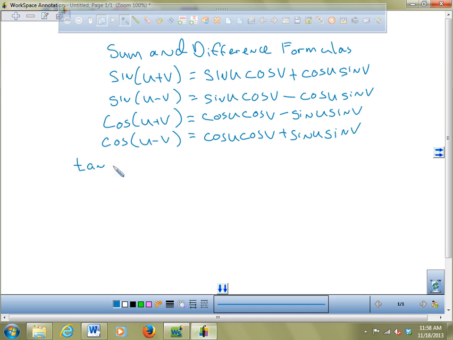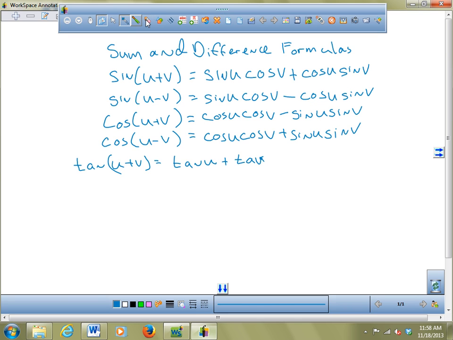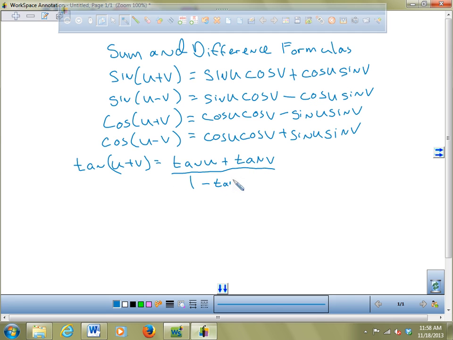Tangent, that's four so far, right? Tangent of u plus v is equal to tan u plus tan v over 1 minus tan u tan v, and then tan of u minus v is equal to tan u minus tan v over 1 plus tan u tan v.